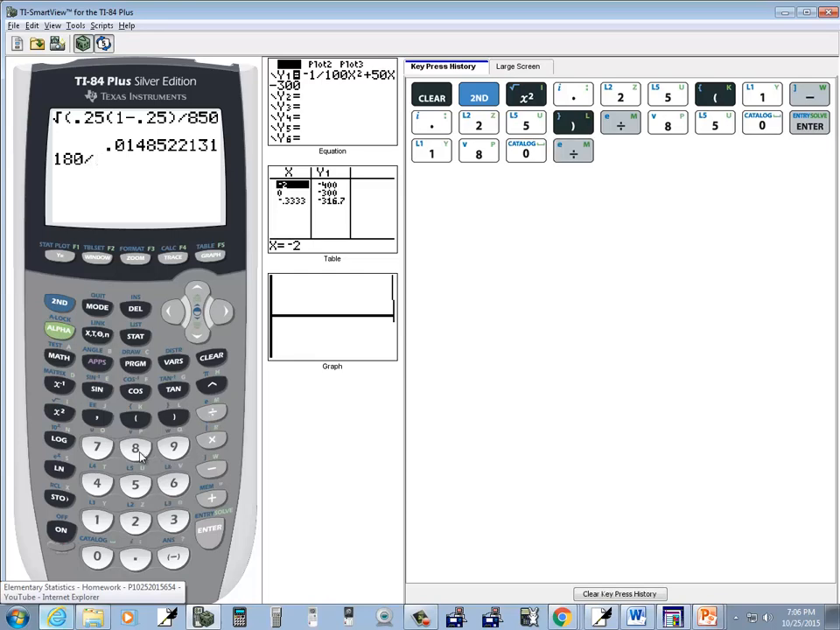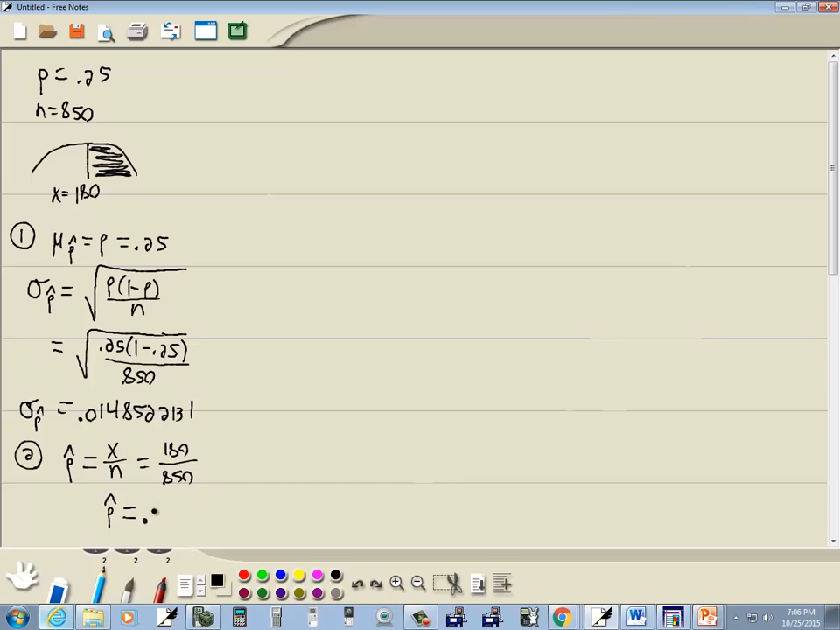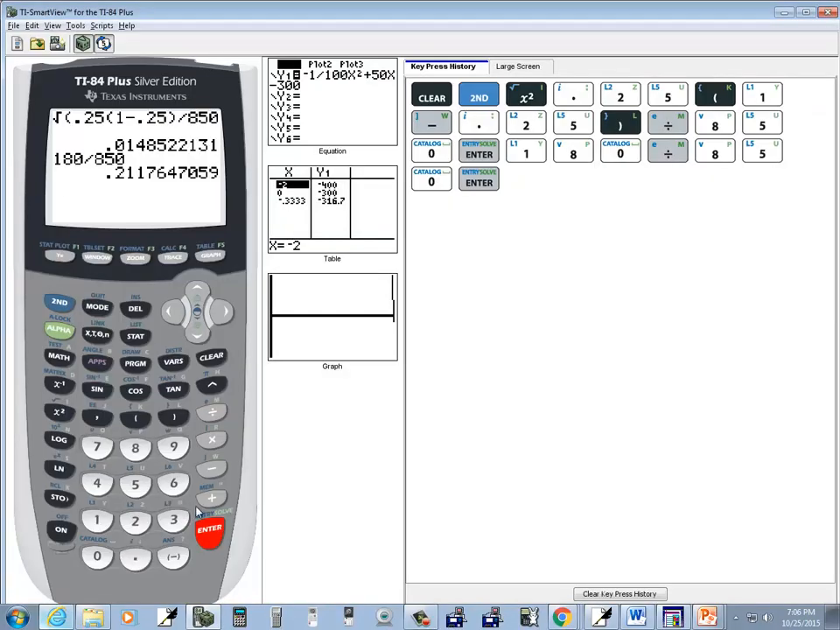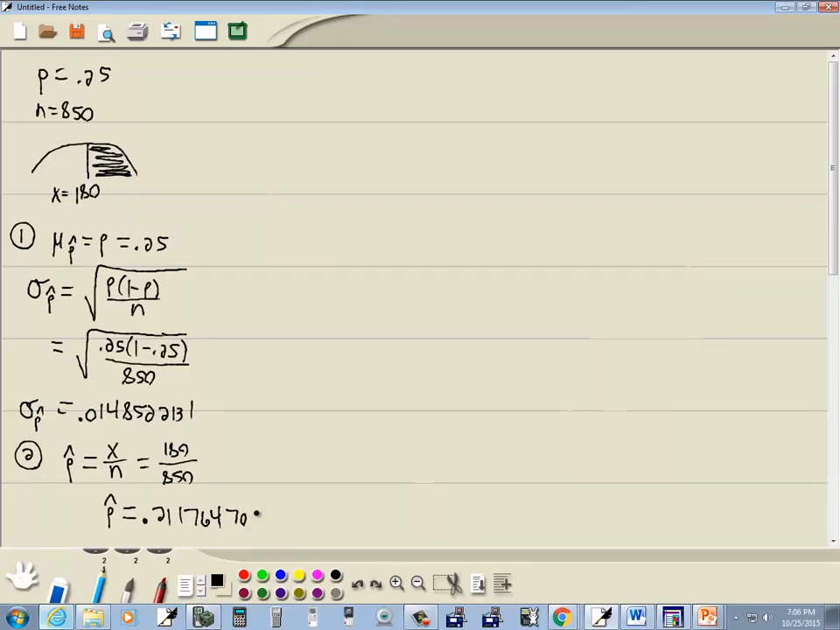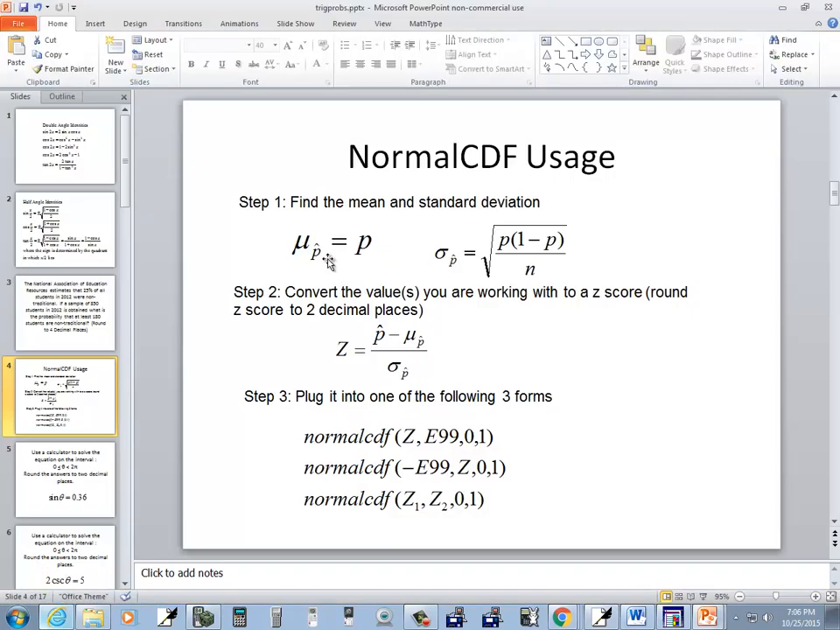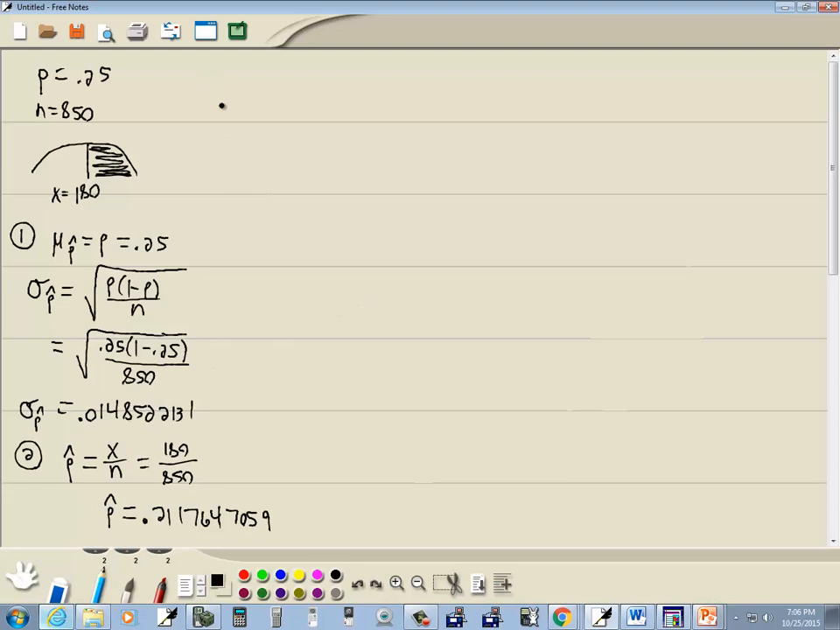180 divided by 850. And I want to take it to all the decimal places. So 0.2117647059. Okay, now what we want to do with that is calculate the z-score. By the way, the picture we have now looks the same as what we had before, shaded to the right, but instead of x equals down below, we've got p hat equals. So p hat is equal to 0.2117647059.